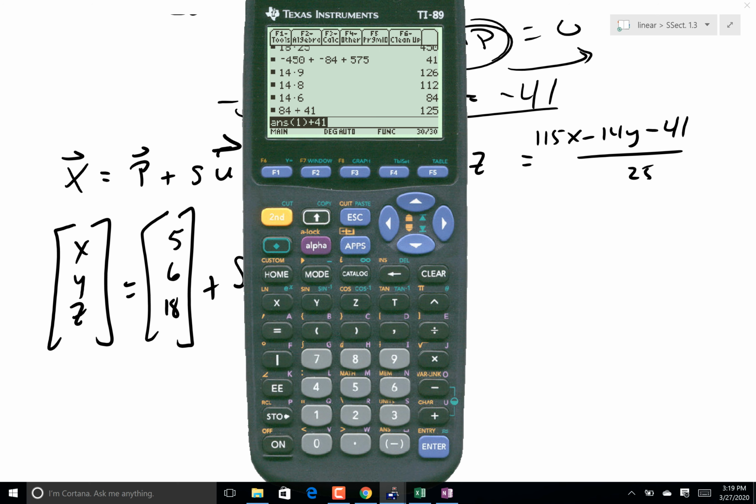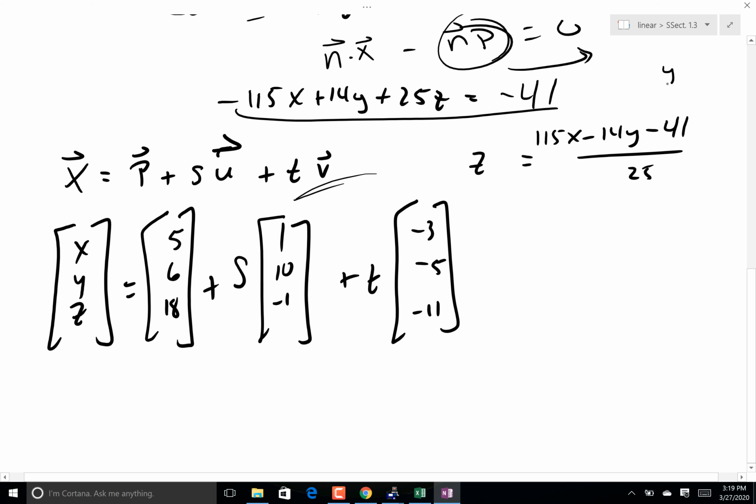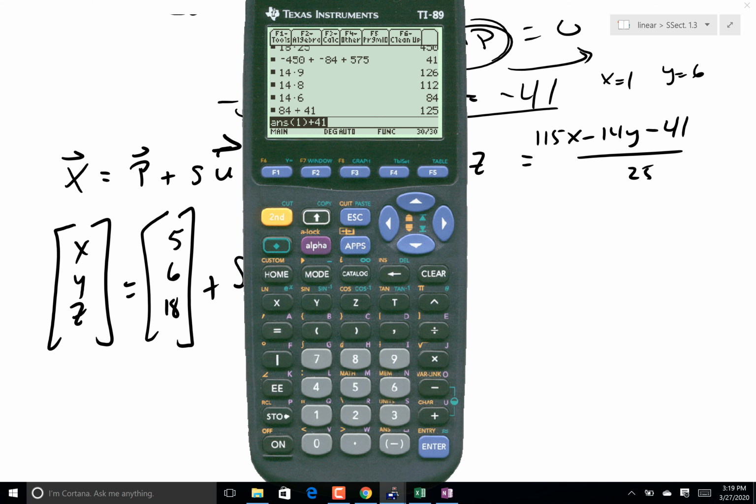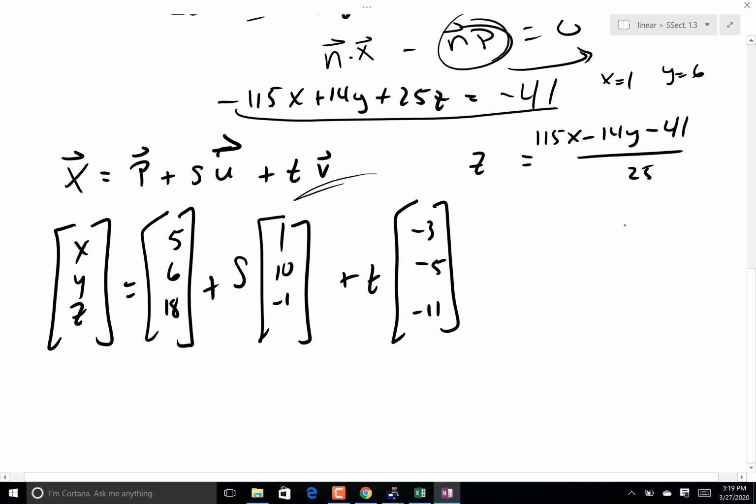Oh, that's nice. I like that. Okay, good. So I'm going to use 6 for y, and x equals 1. Let's just plug those in. Mostly I just wanted a number that's not ginormous. So 115 minus, and then 14 times 6 is 84, and then minus 41 is negative 10, I think. Negative 10 divided by 25. Negative 10 over 25, which is negative 2/5, so negative 0.4.